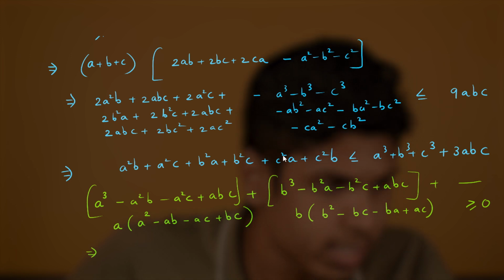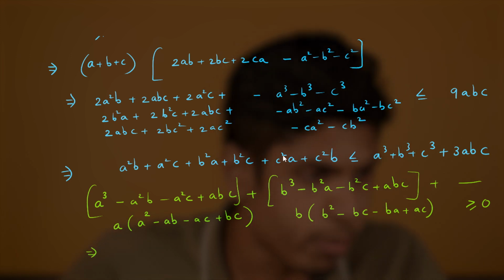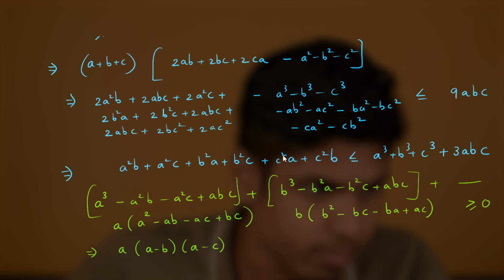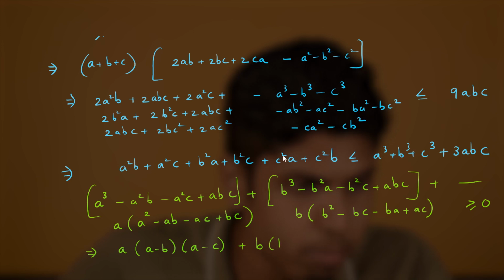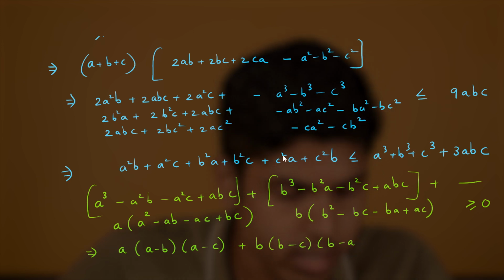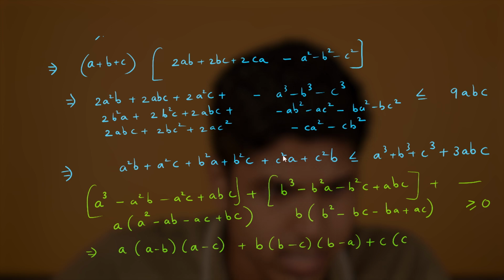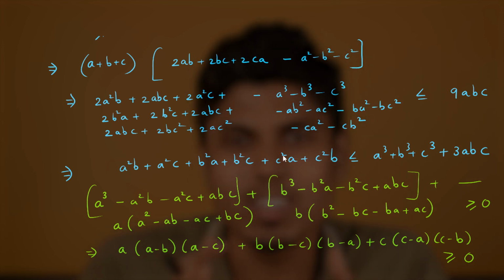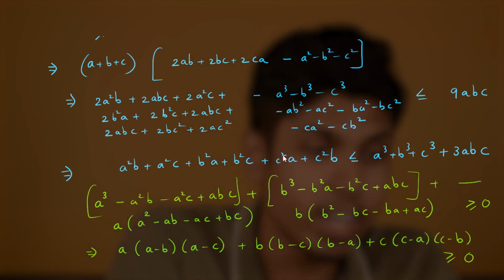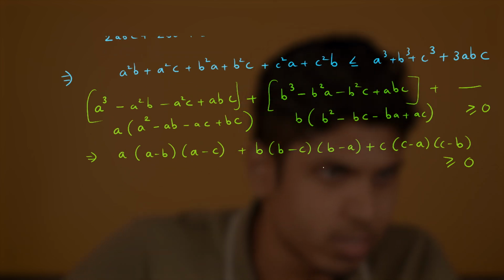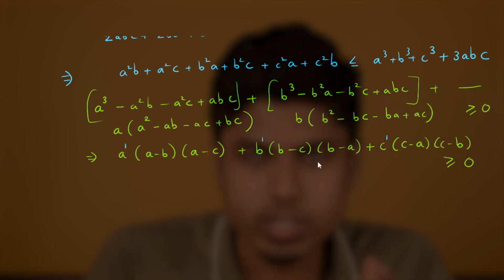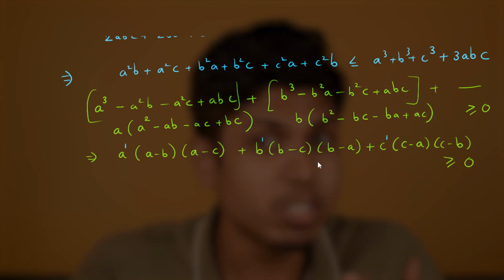But notice that these terms in the bracket just simplify to (a minus b)(a minus c), plus b times (b minus c)(b minus a) plus c times (c minus a)(c minus b) is greater than or equal to 0. So you could say that this turns out nicely to be in the form of Schur's inequality when lambda equals 1. So that is, with the power of 1, the to-prove statement is nothing but Schur's inequality, hence we can be sure that it is true.